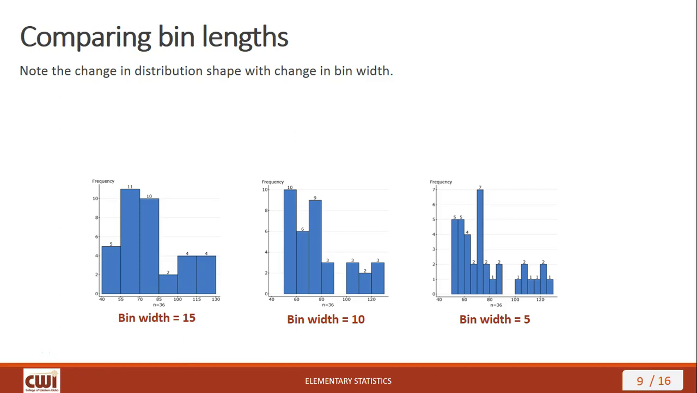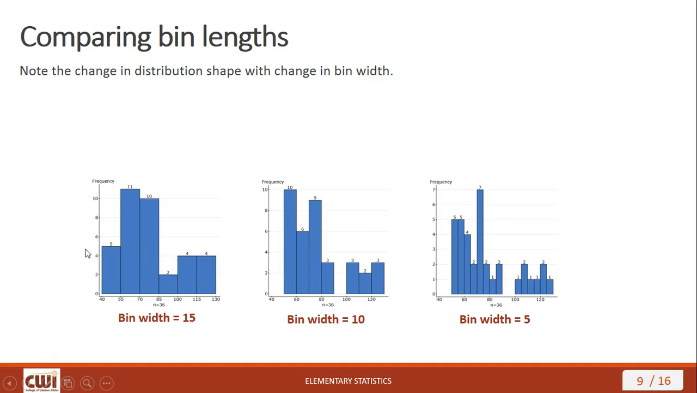And now let's look at comparing the distance in the shape that changes with the bin width. Notice that if we increase the bin width, we actually get fewer bins to put data into, and the data becomes more scrunched together. If you decrease the bin width, then you're increasing the number of bins that you can put data into. And notice how the shape of the distribution changes.